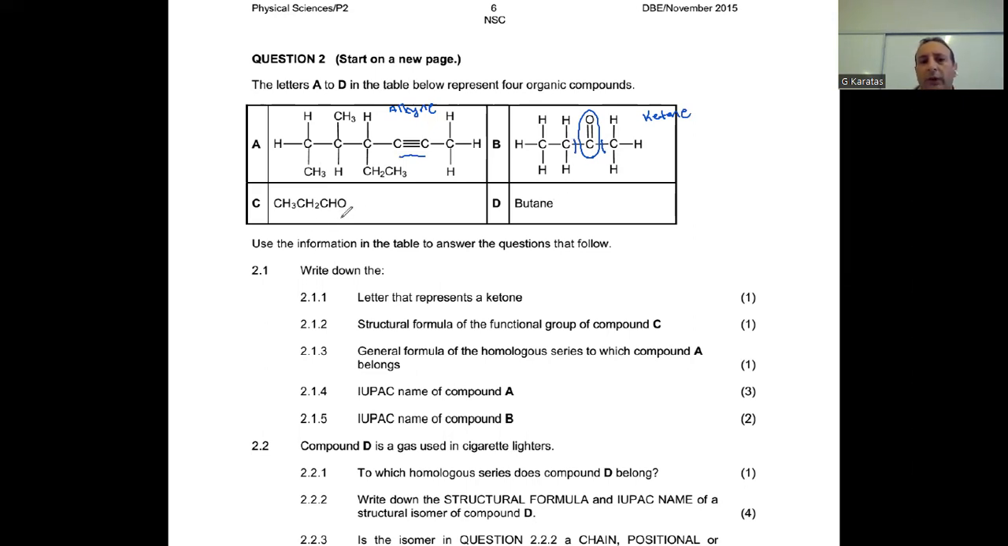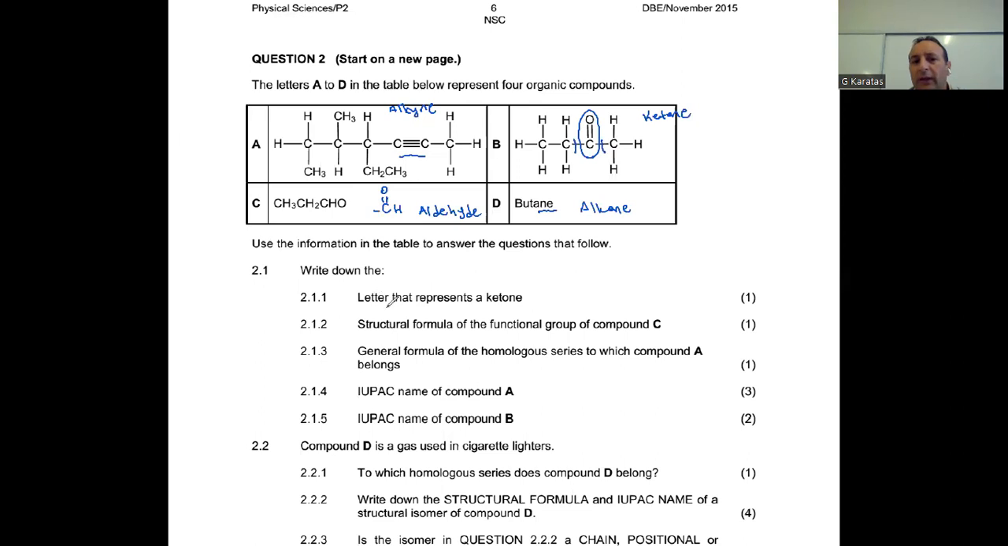Ketones have the functional group of carbonyl group. When we go to compound C, we have here CHO. If we write the structural formula for this end part, it should be a C double bond O, and on this side we have H. So this is a formyl group. Formyl group makes it an aldehyde. And lastly, we have butane. The suffix tells us this is an alkane. Now use the information in the table to answer the questions that follow.